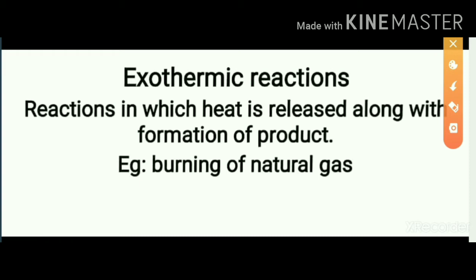Exothermic reactions means the reactions in which heat is released along with formation of product. In a chemical reaction, heat is released. This type of reaction is known as exothermic reactions. Once more, the reactions in which heat is released along with formation of product.